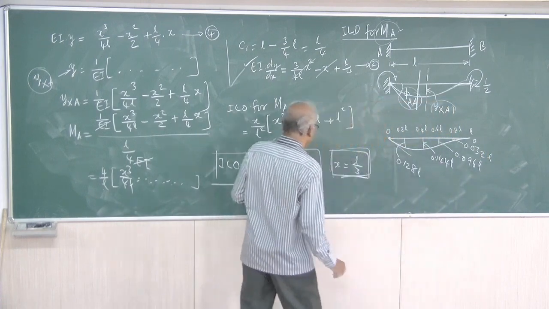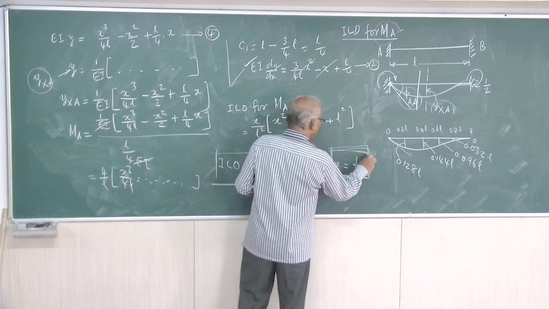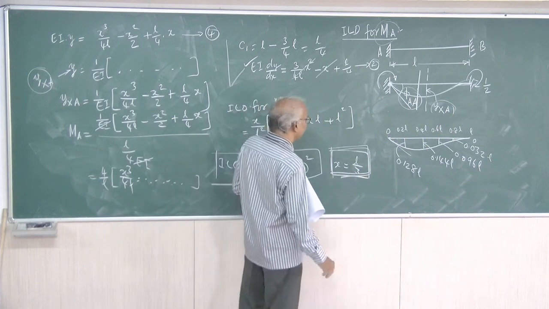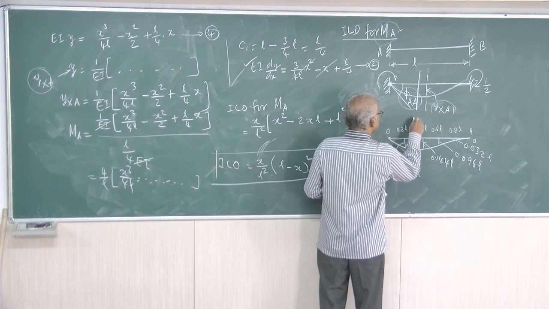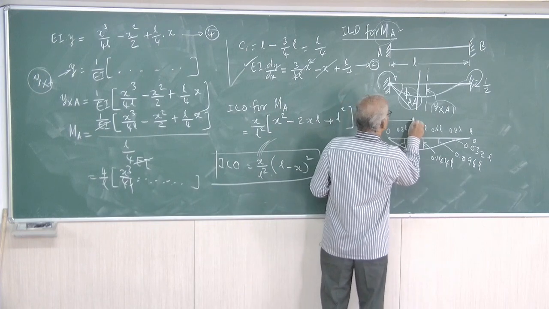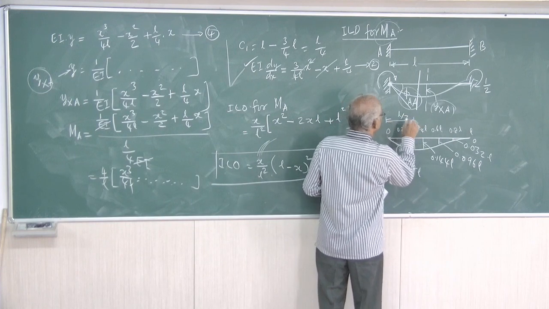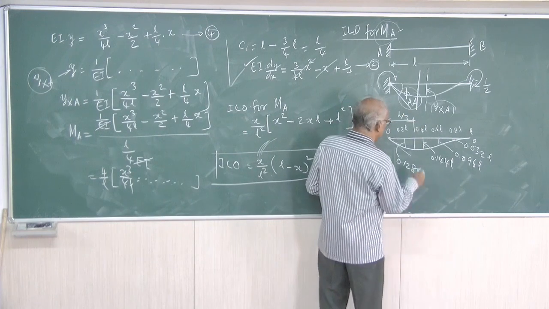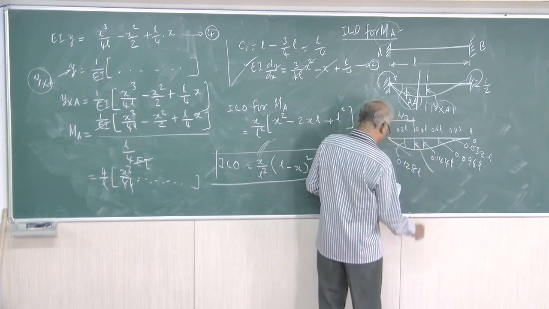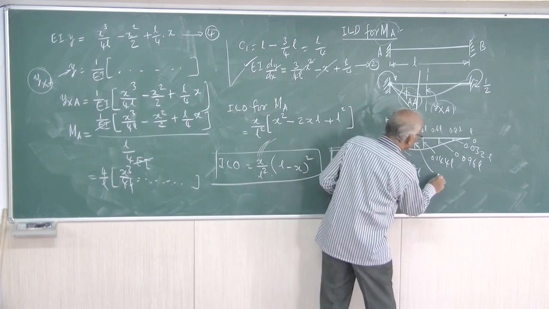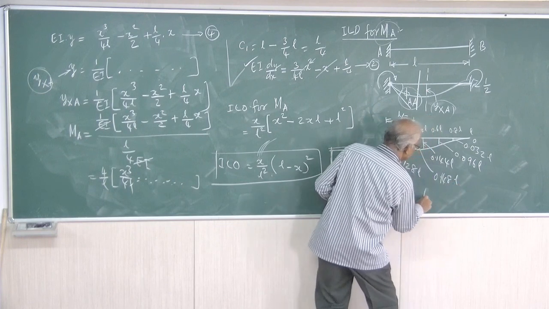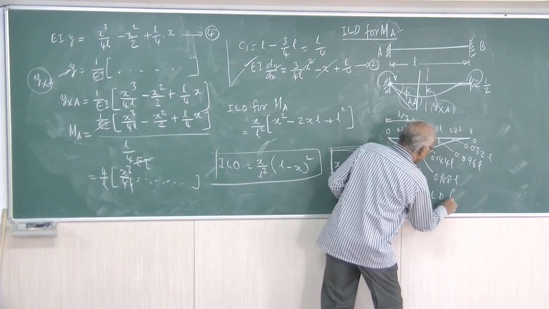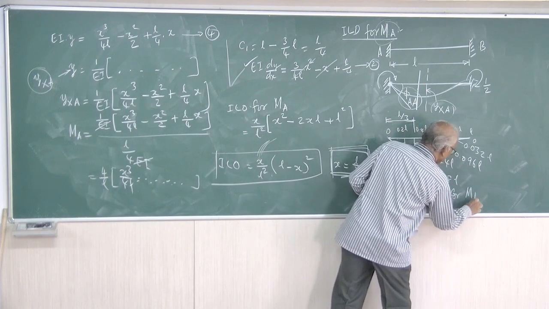And I told you at x equal to L by 3, the ordinate is maximum. L by 3 means 0.33L. So here the ordinate is maximum, and this value is equal to 0.148L. So this is the influence line diagram for MA.